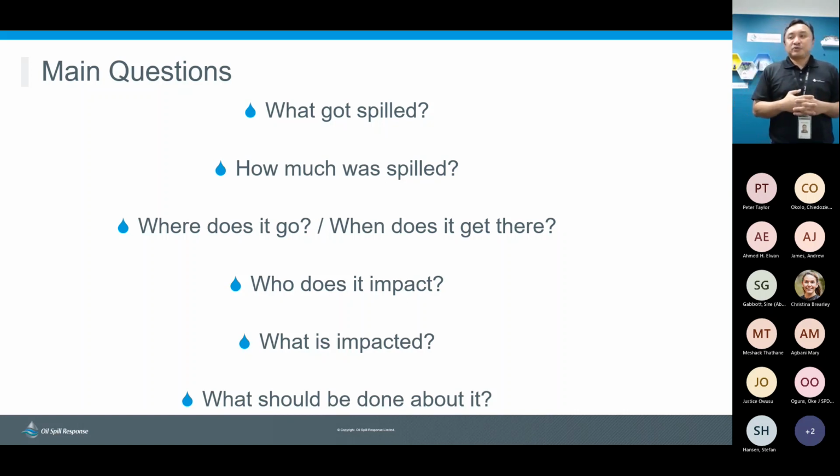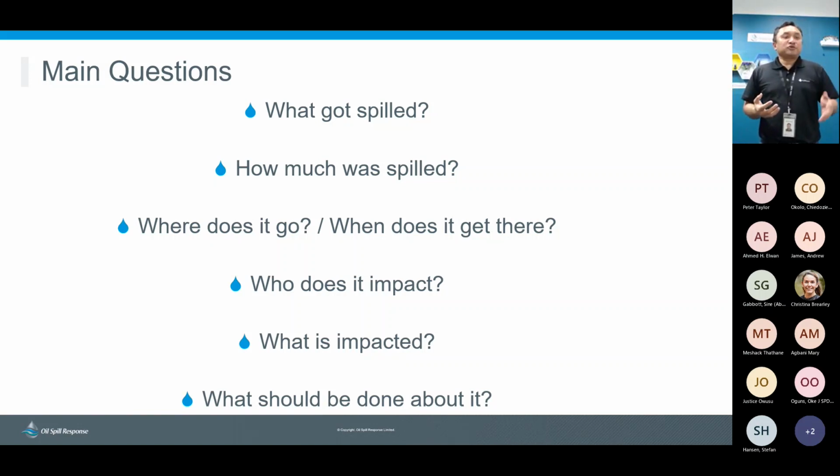Where does it go? When does it get there? Definitely an important question to understand: whether a sensitive area will be impacted, and of course, more importantly, understanding when it will be impacted. Who does it impact? Looking at the social context of the oil spill, which communities will be impacted, and any businesses that will be impacted with regards to the spill. These are also important questions to be answered. What is impacted? Basically, we're looking into the sort of environment and ecology that would be impacted by the oil spill. And the last important question is: what should be done about it?